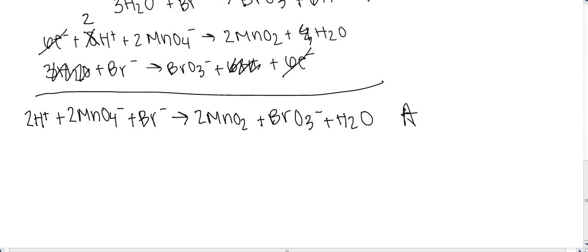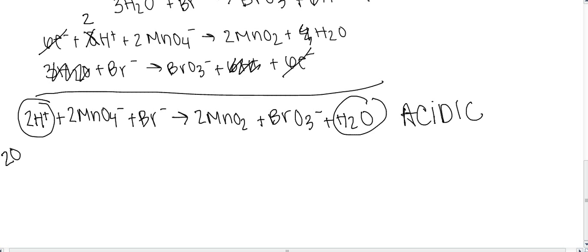We would stop here if it was acidic, because we see that we have 2H+ right here and water over here. That would make an acidic solution. So if we had to balance it to be basic, all you would have to do for balancing a basic solution is add OH- so your H+ cancel out.